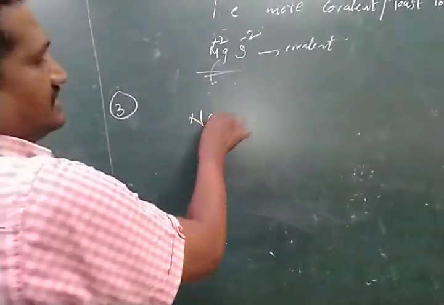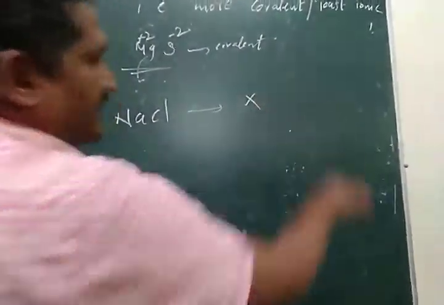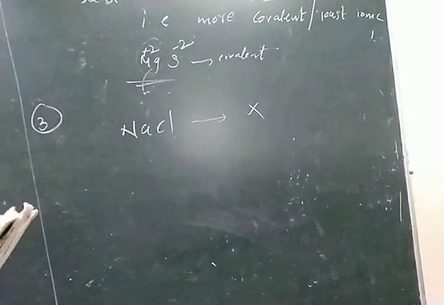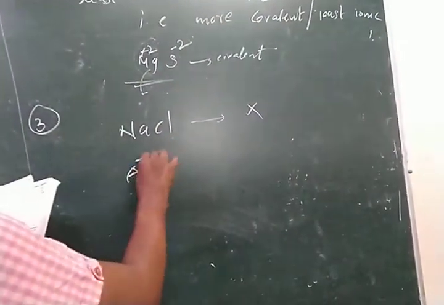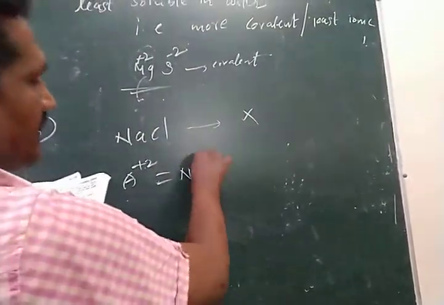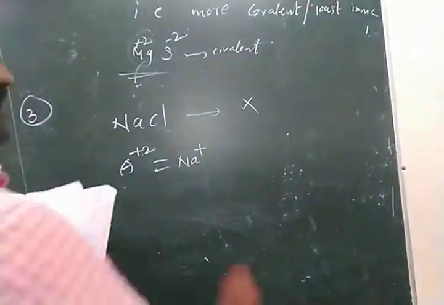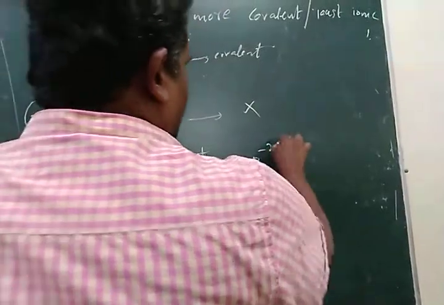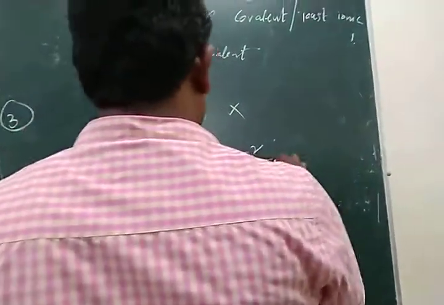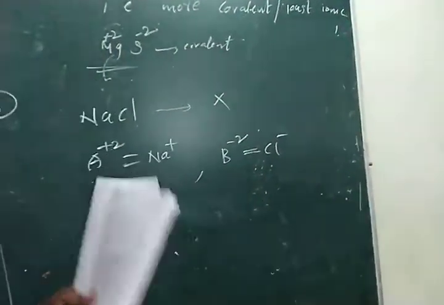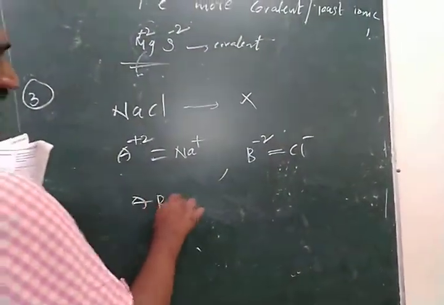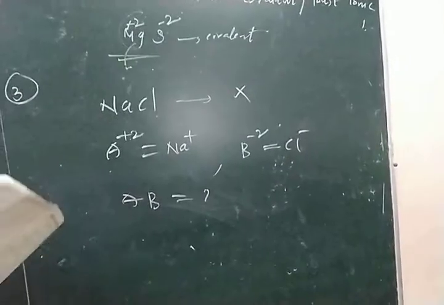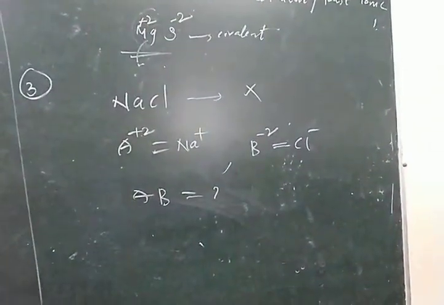The lattice energy of NaCl is X. If the ionic size of A2+ is equal to Na+, and the size of B2- is equal to Cl-, then what is the lattice energy of AB? The question is the lattice energy of AB.